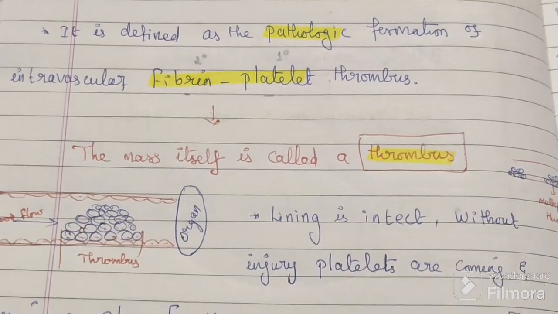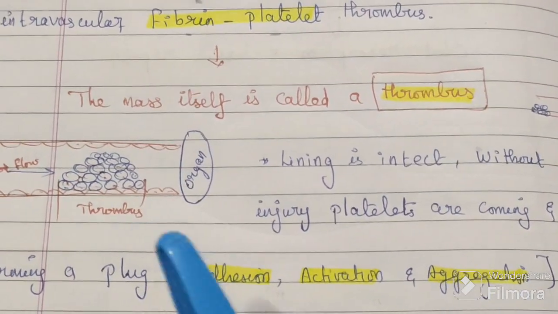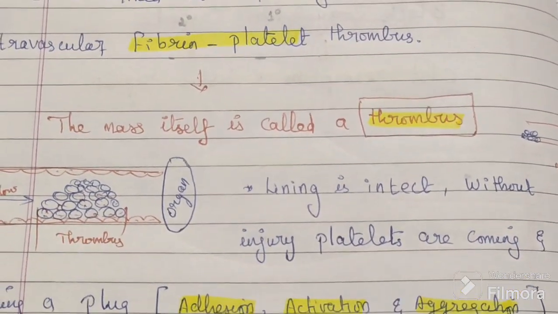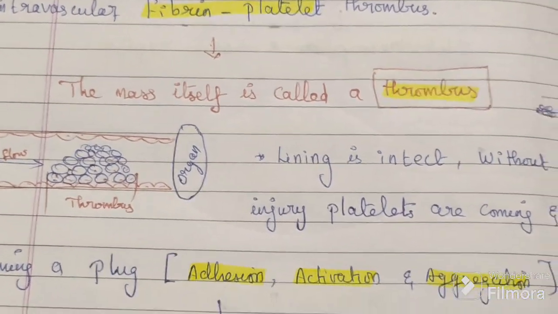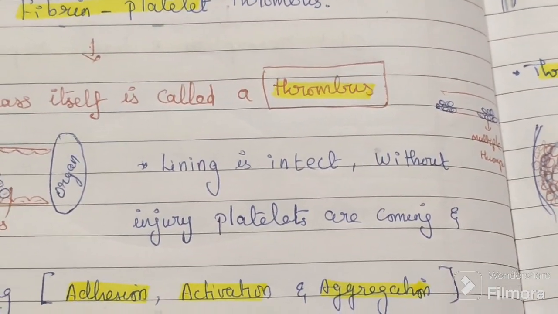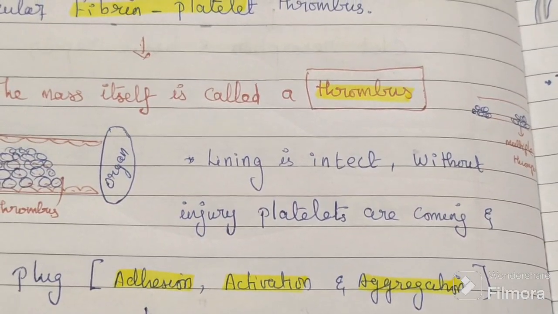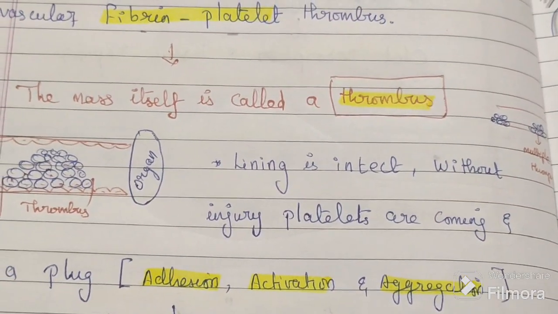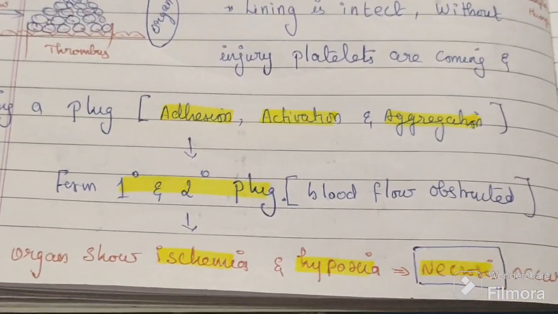The name of the disease is called thrombosis. This is called the thrombus. Not only a single one, not only like this, there can be multiple thrombi in multiple organs, in all the organs. Not only a single organ, all organs, it will cause thrombosis.